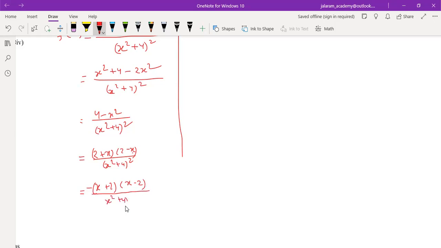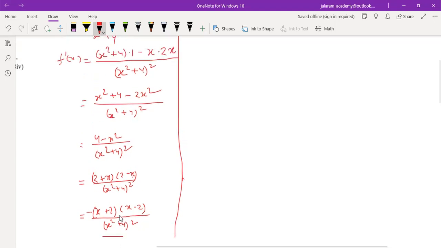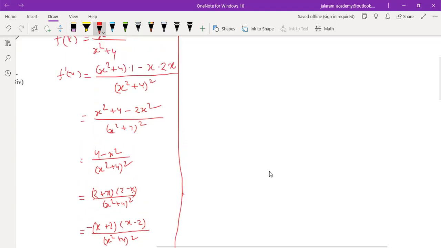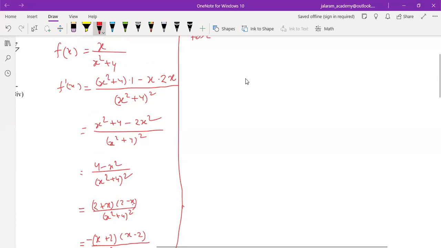So this f dash x has two zeros. What are the two zeros? One is minus 2 and the other is plus 2. When we take x plus 2 equals 0, x equals minus 2. When we take x minus 2 equals 0, x equals 2. And this x square plus 4 cannot be 0 as both are positive terms. Sum of two positive terms cannot be 0.